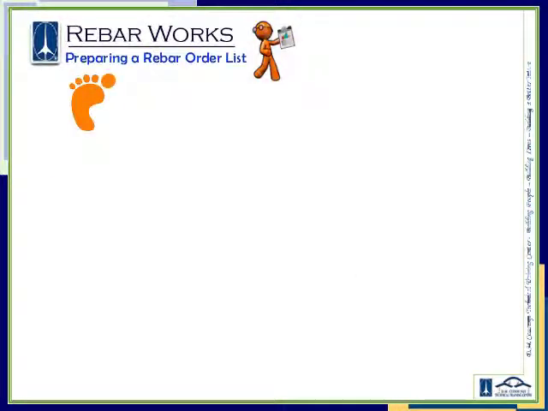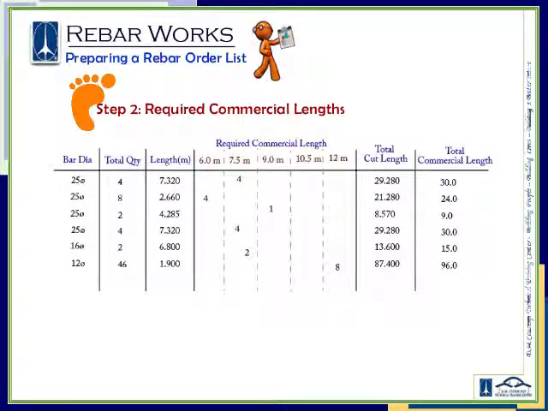Step 2. Identify the required commercial size and length for the bill of material. Parameters for choosing the lengths of rebar to be used and purchased are yielded waste and practicality. For this scenario, here's one of the best possible combinations. Then compute the total cut length by multiplying total quantity and length. Then, finally, compute the total commercial length by multiplying the commercial lengths by the required quantities.